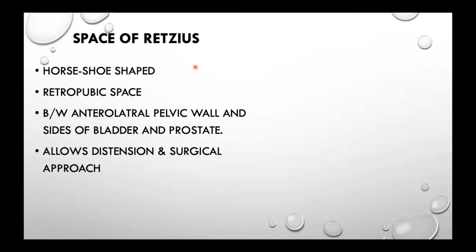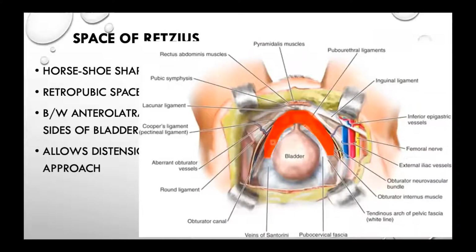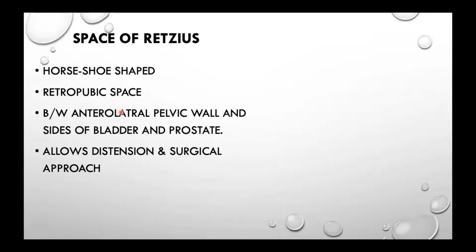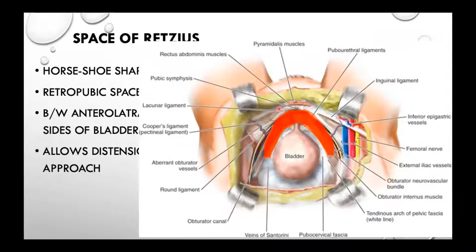Then there is one space, the retropubic space. It's actually around the neck and the inferolateral surfaces of the urinary bladder. It's called the retropubic space, because it is behind the pubis. It lies between the anterolateral pelvic wall and the sides of the bladder as well as the prostate gland. So this allows distension of the bladder as well as helps for the surgical approach.